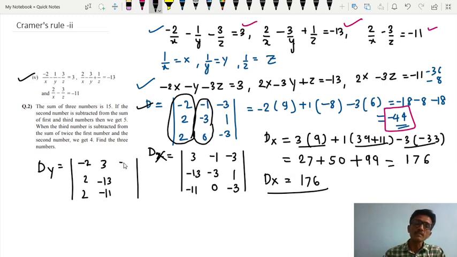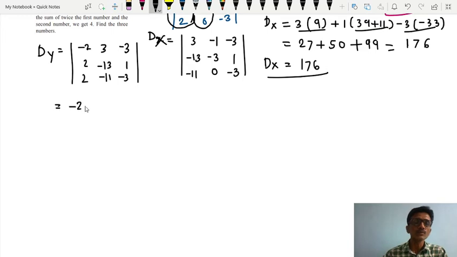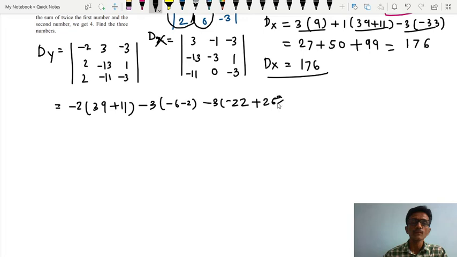Now the third column as it is, you have to write minus 3, 1 and minus 3. We will expand this determinant. So what will be the expansion of this? It is minus 2 into 39 plus 11, minus 3 into minus 6 minus 2, minus 3 into minus 22 plus 26. So dy is equal to what? Yes, students. This is 50 minus 100, minus 8, 24 it will be. This is 26.